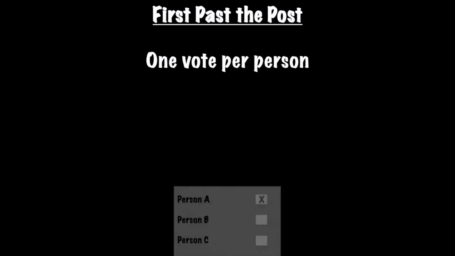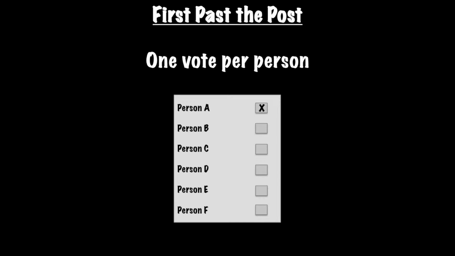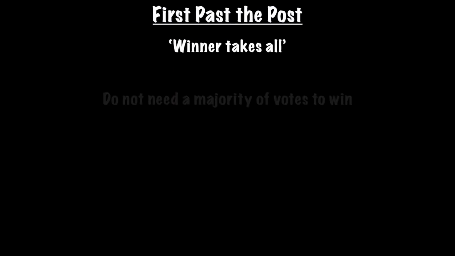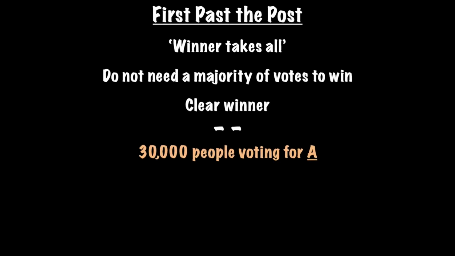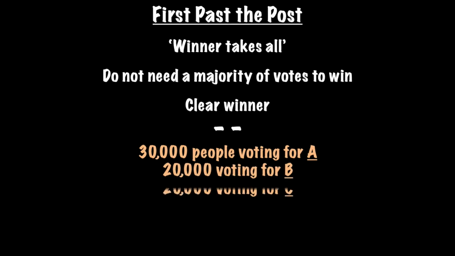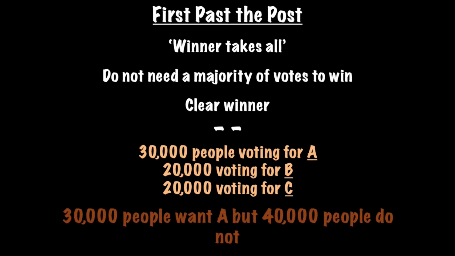Under the First Past the Post system, everyone gets one vote, so you can only vote for one person. First past the post is known as winner takes all, since you don't need a majority of votes to win, you just need more than the other candidates. The upshot of this is that there's a clear winner. But in theory, you could have 30,000 people voting for person A, 20,000 people voting for person B, and 20,000 people voting for person C. A will win the election despite most people not wanting A to be their representative.